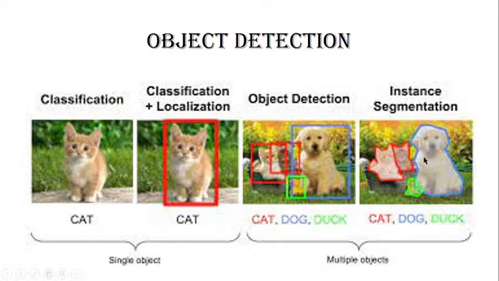Okay, then focus on the fourth image. The fourth image gives segmentation of our detected object. So it segments the actual shape of our detected object. Okay, so this is called multiple object detection.